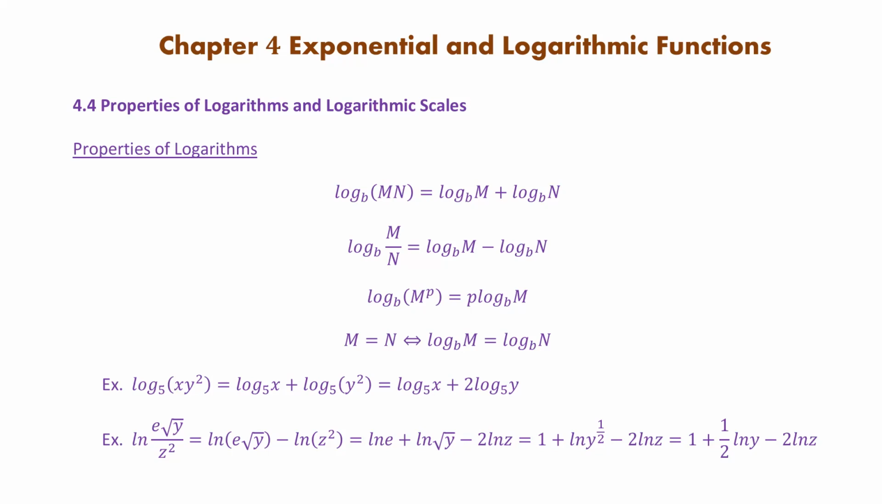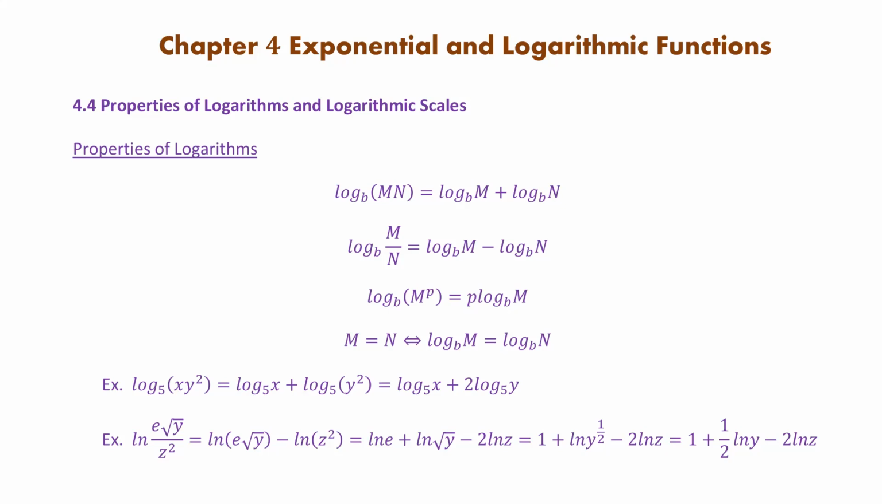Okay, so we can use those properties to rewrite some logarithmic expressions. For example, we can write log of x y squared base 5 as log x base 5 plus log y squared base 5 using the first property of the logarithm of products. And then we can use the third property to rewrite the second term into 2 times log y base 5, as long as y is positive.